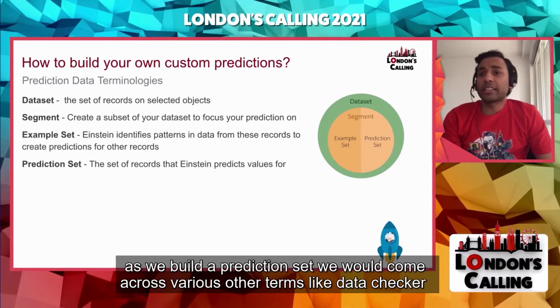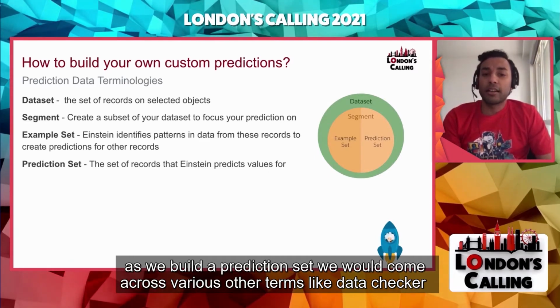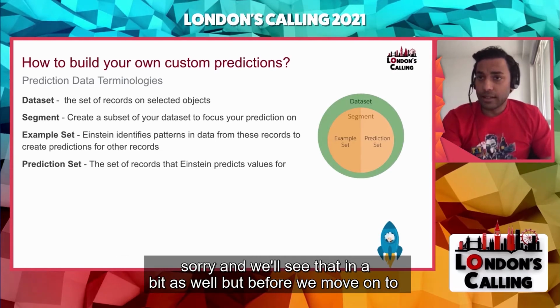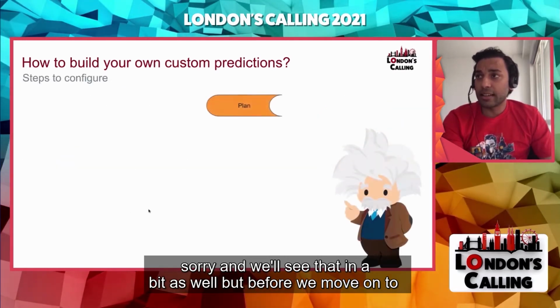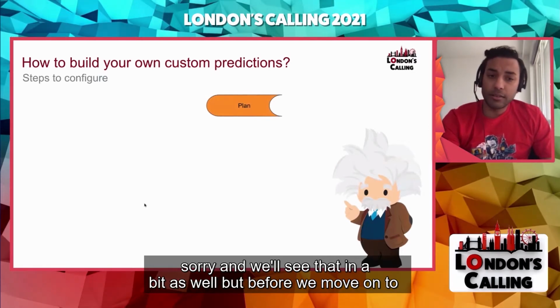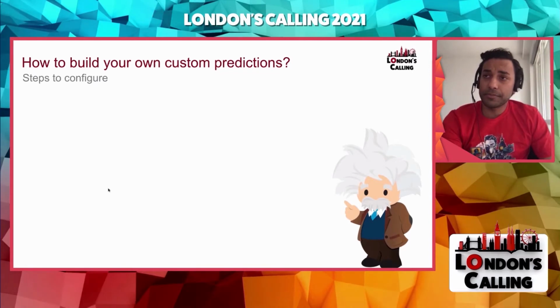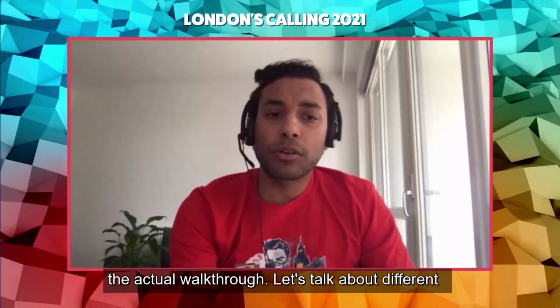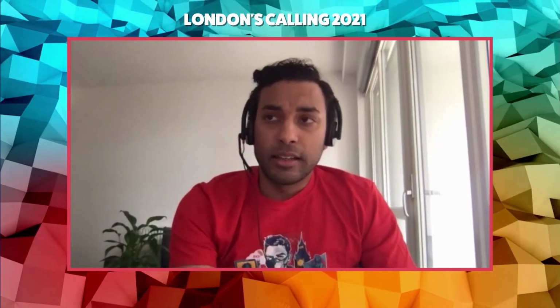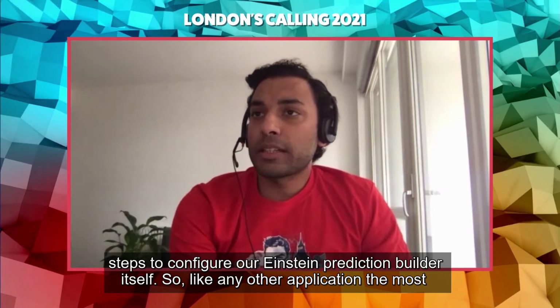As we build a prediction set, we will come across various other terms like the data checker, and we'll see that in a bit as well. But before we move on to the actual walkthrough, let's talk about the different steps to configure our Einstein Prediction Builder itself.